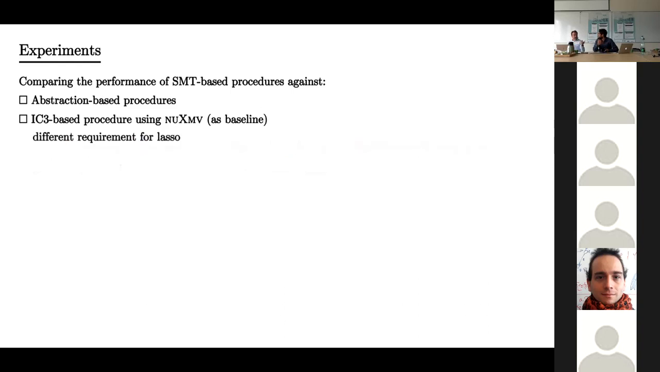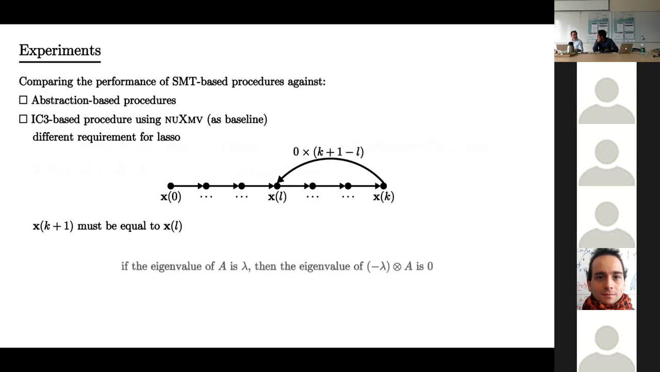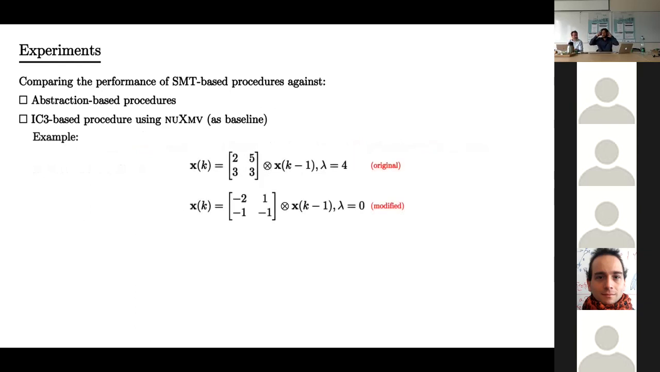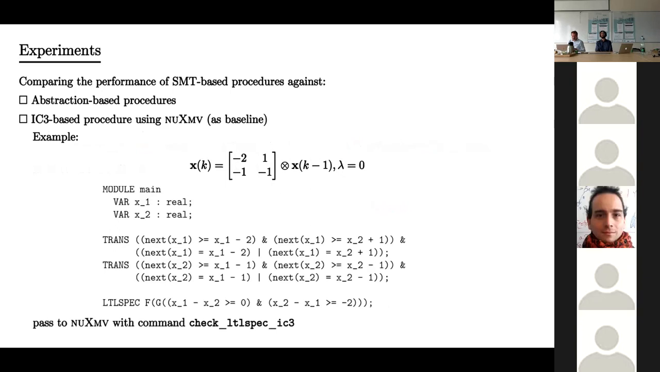There is a slight difference in how NuXmv treats a lasso. It requires that for a kL lasso, the (k+1)-th vector must be equal to x_L. In the max-plus setup, this can be achieved if the eigenvalue of the matrix is 0. If the eigenvalue of A is lambda, then the eigenvalue of this matrix is guaranteed to be 0. This motivates us to modify the matrix and then translate the dynamics of the MPL system into the language that NuXmv can understand. After that, we pass it to NuXmv with the command check LTL spec IC3.